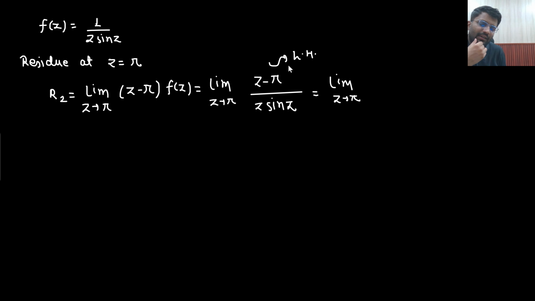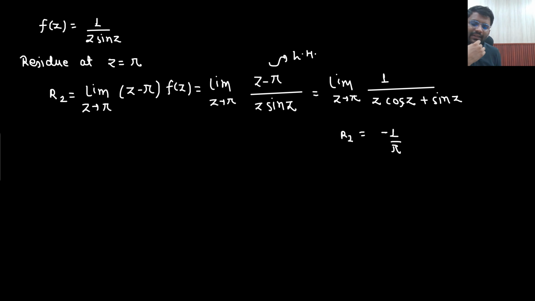So differentiation of the upper one will be 1. Differentiation of the lower one, what would that be? First as it is, differentiation of sine will be cosine, plus second as it is. This is the scenario. Now you put z equals pi, what answer are you getting? Minus 1 by pi is the answer I am getting. This is your R2.